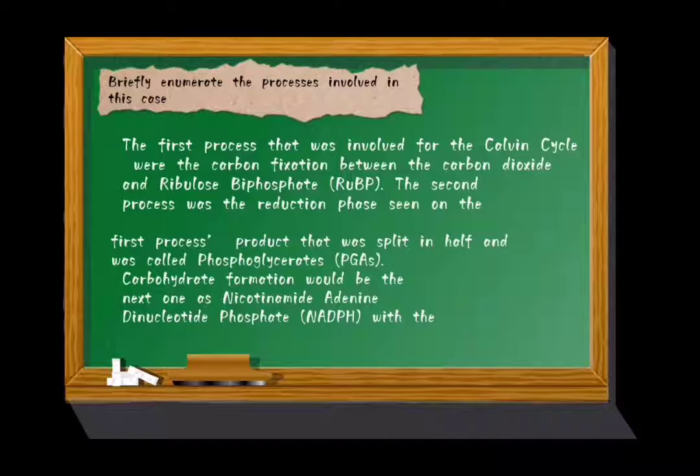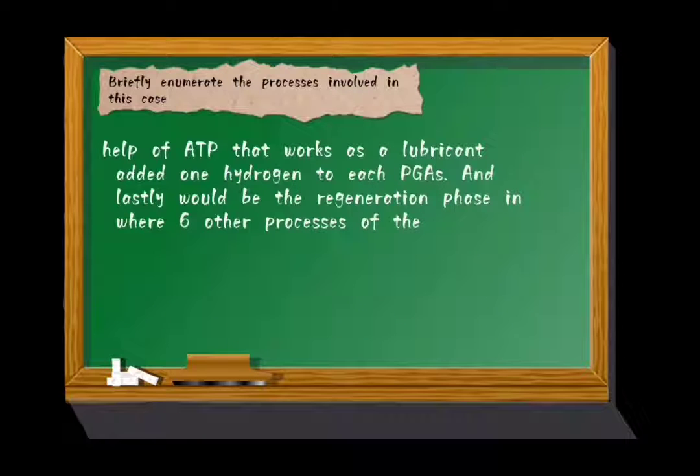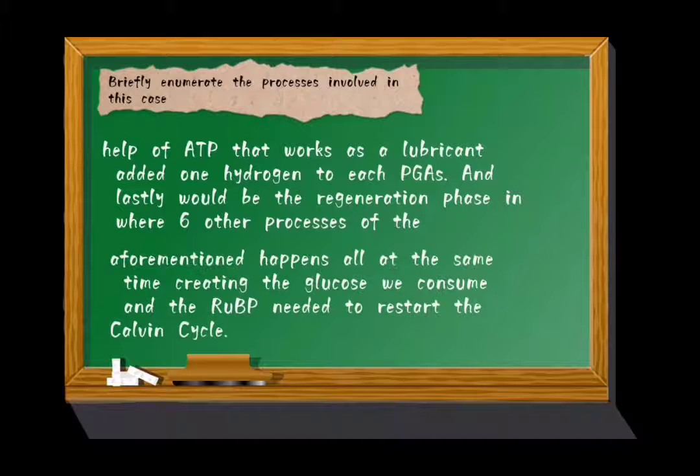Carbohydrate formation would be the next one, as nicotinamide adenine dinucleotide phosphate, NADPH, with the help of ATP that works as a lubricant, added 1 hydrogen to each PGA. And lastly would be the regeneration phase, in which 6 other processes of the aforementioned happen all at the same time, creating the glucose we consume and the RuBP needed to restart the Calvin cycle.